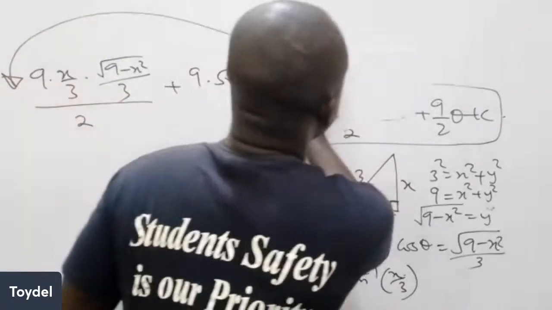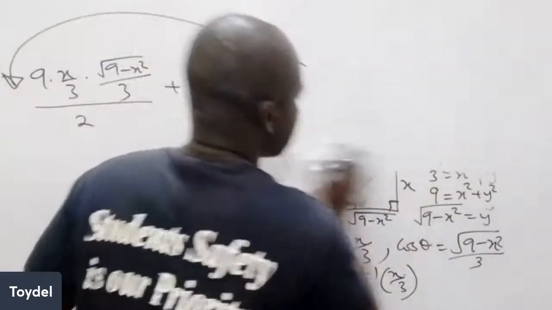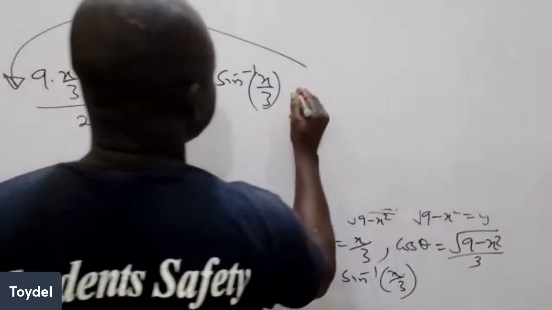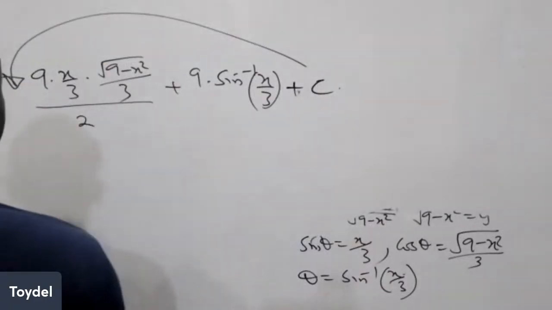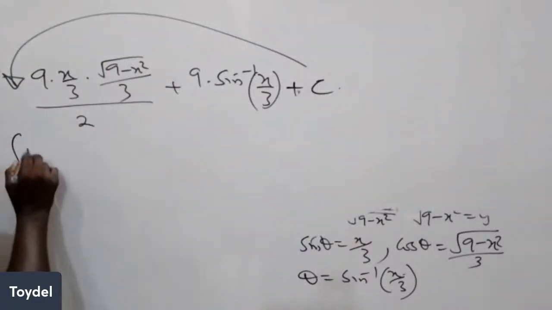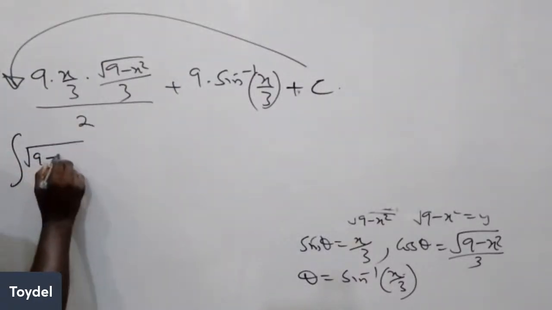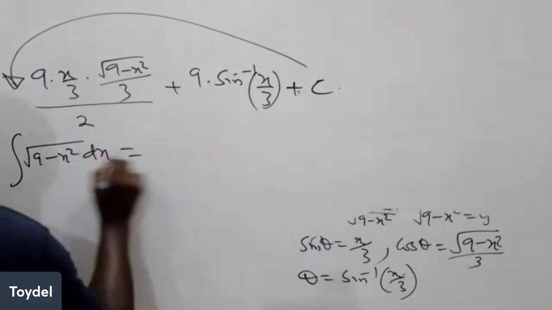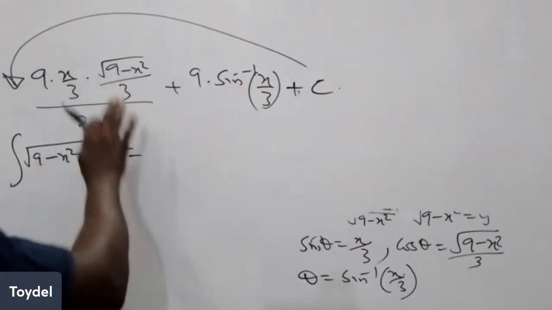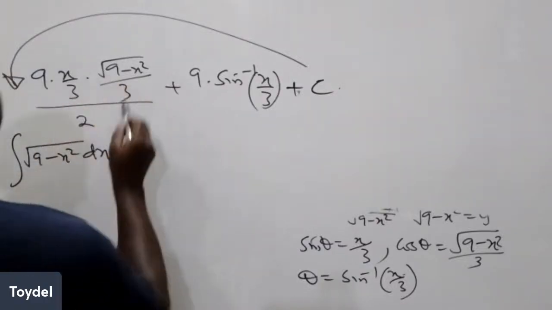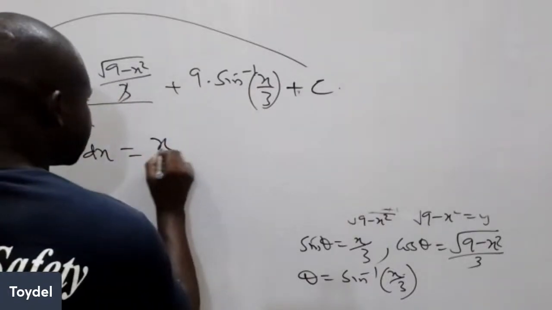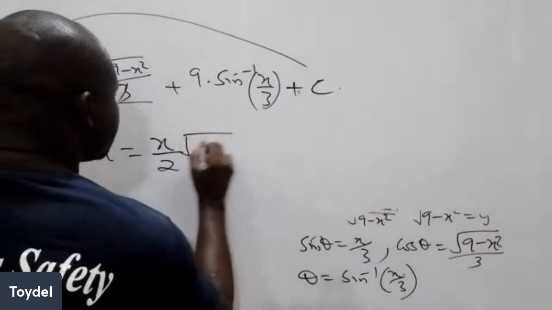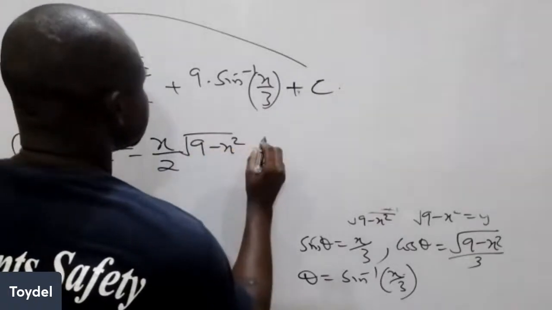Okay. Then plus arbitrary constant. That's what I'm going to have. So from there, I can just now say that the integral of square root of 9 minus x squared dx will now be equal to, if I express this correctly, of course, 3 times 3 will cancel this, x all over 2 square root of 9 minus x squared.